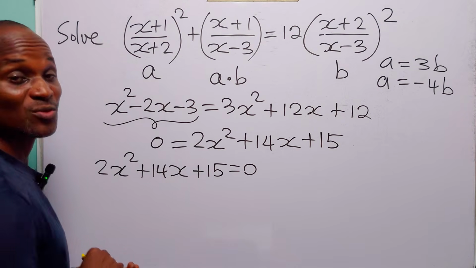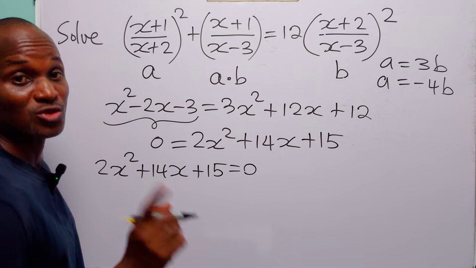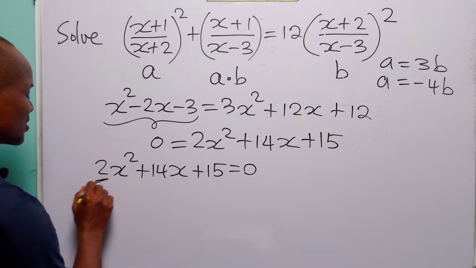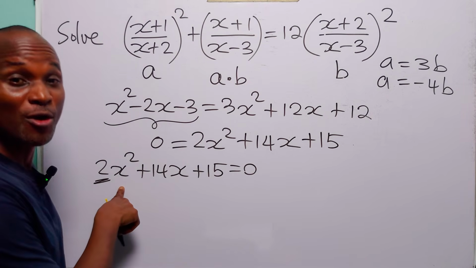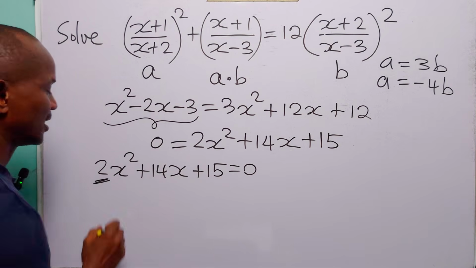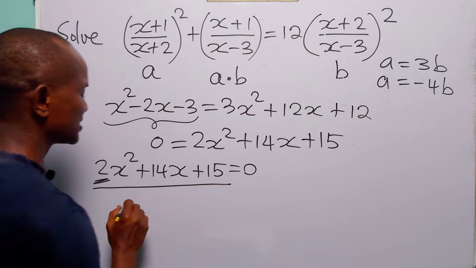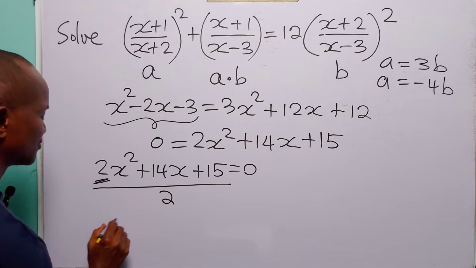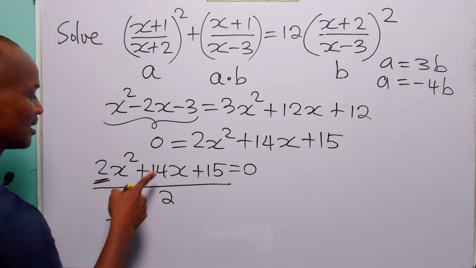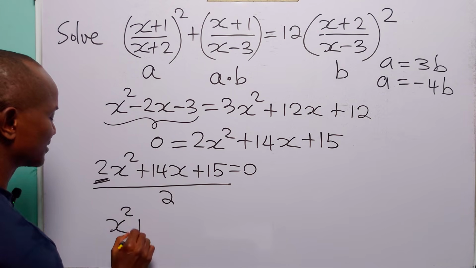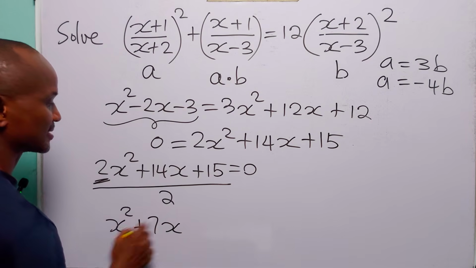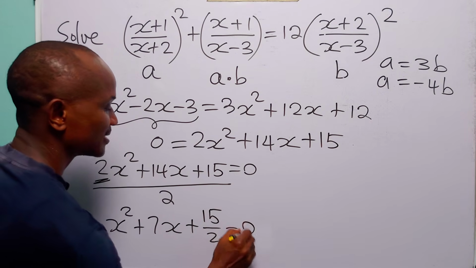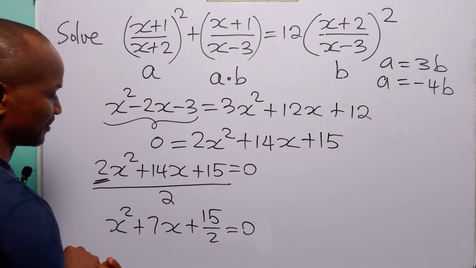Now, we cannot solve this quadratic equation by factorization, so let us solve it by completing the square method. Of course, the first thing we have to do is to make sure that the coefficient of x squared is 1. So we are going to divide through this equation by 2. 2x squared divided by 2 is x squared. 14x divided by 2 is 7x. And of course, we have 15 over 2, and this is equal to 0.